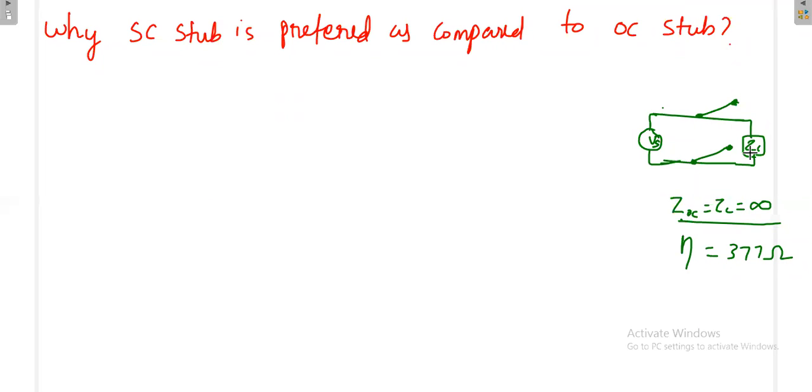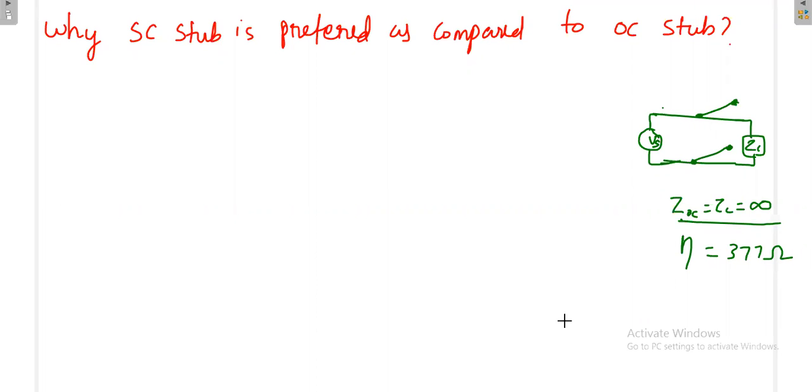Once it is not providing perfect infinite impedance, your circuit will not behave properly and will not provide perfect matching. When the stub you are introducing is not providing infinite impedance at this open terminal, it will not provide the matching. So this is one reason why the open circuit stub is not used.